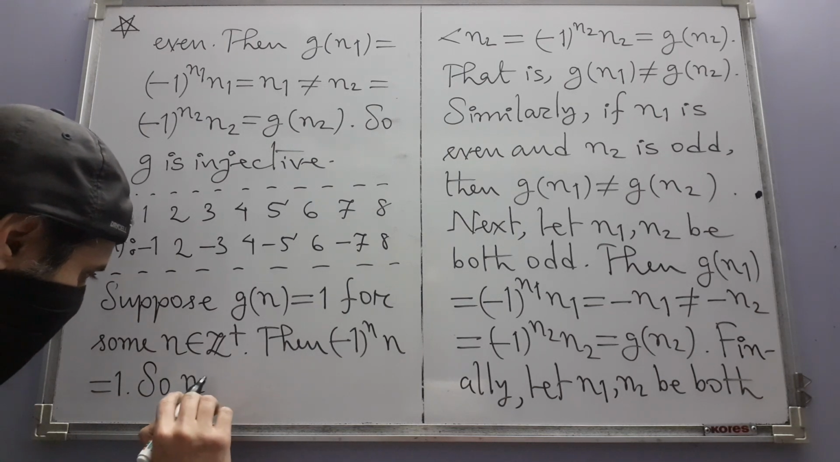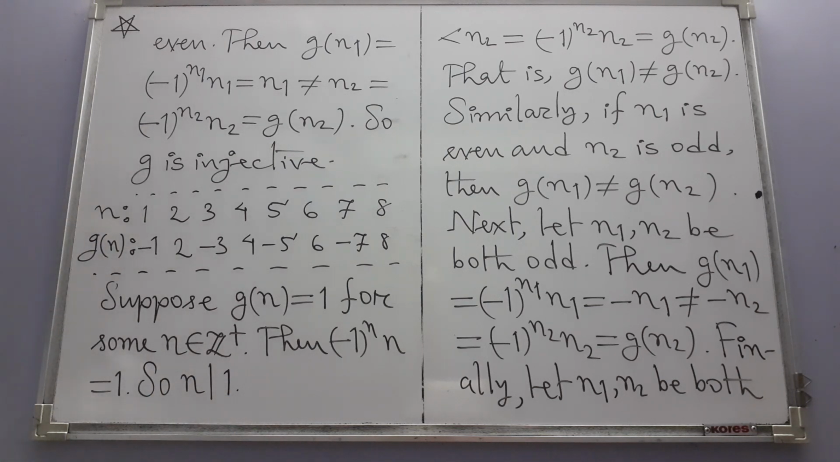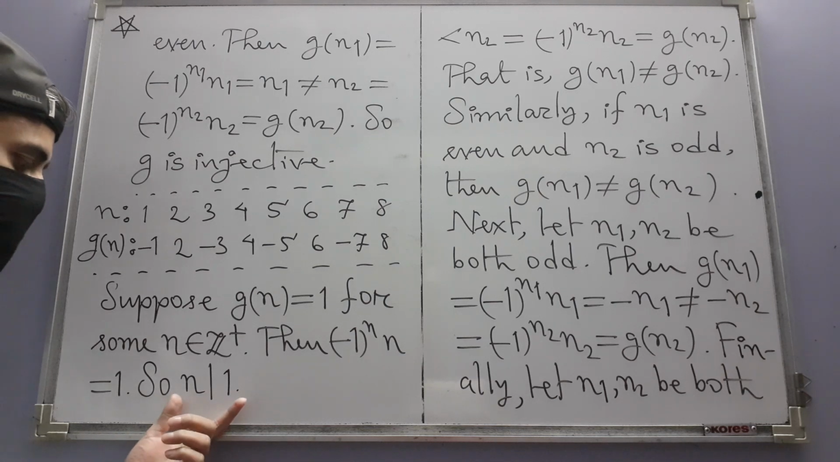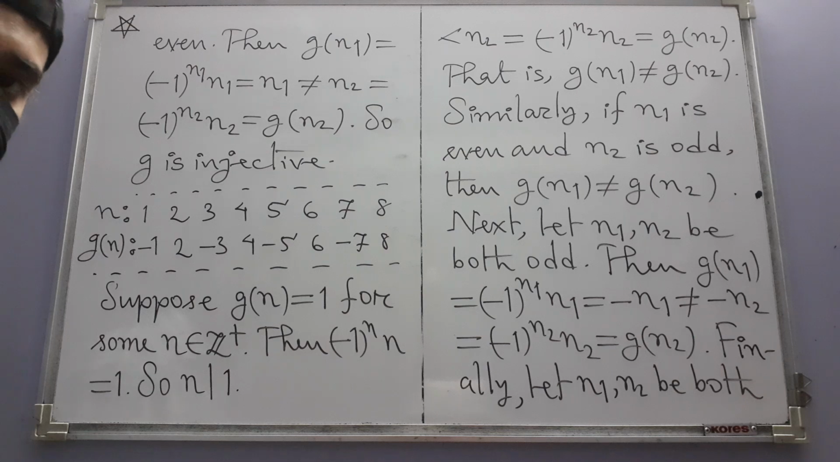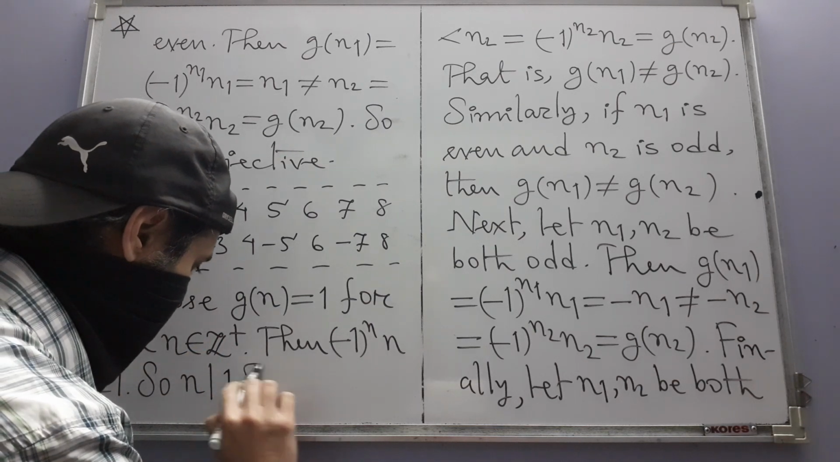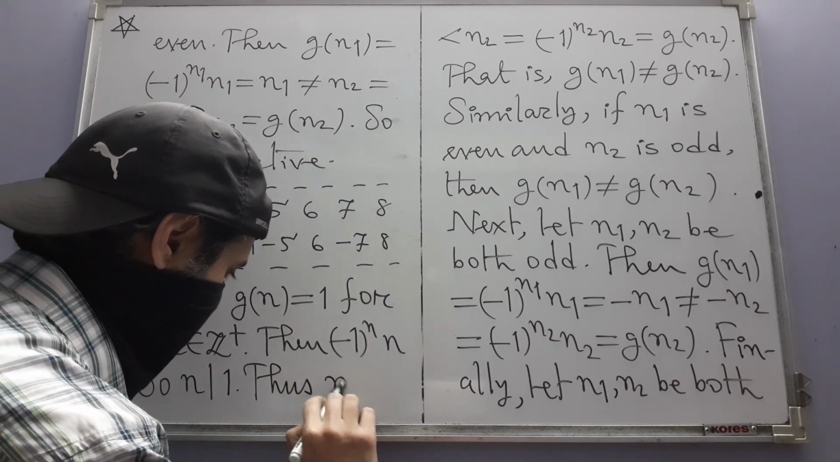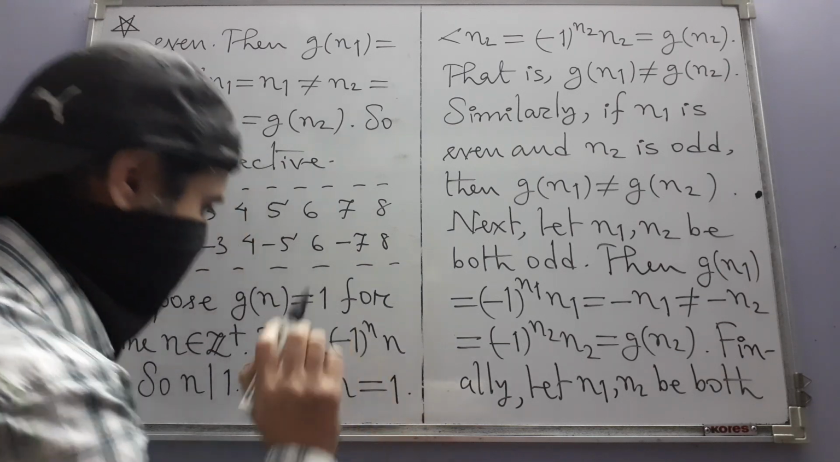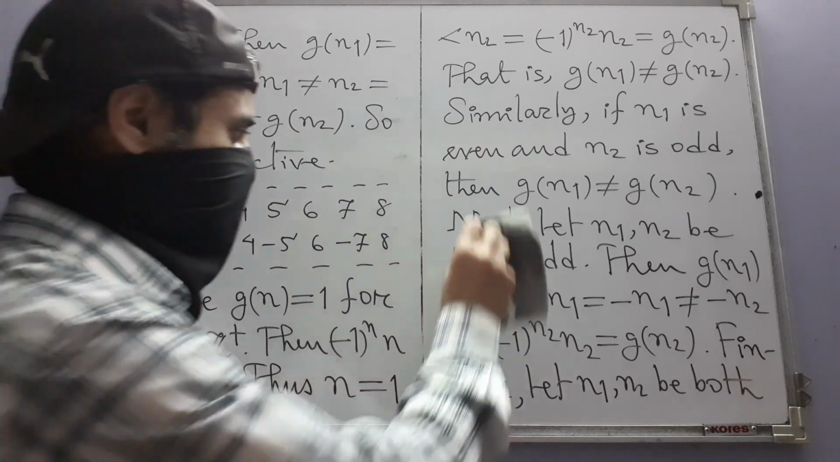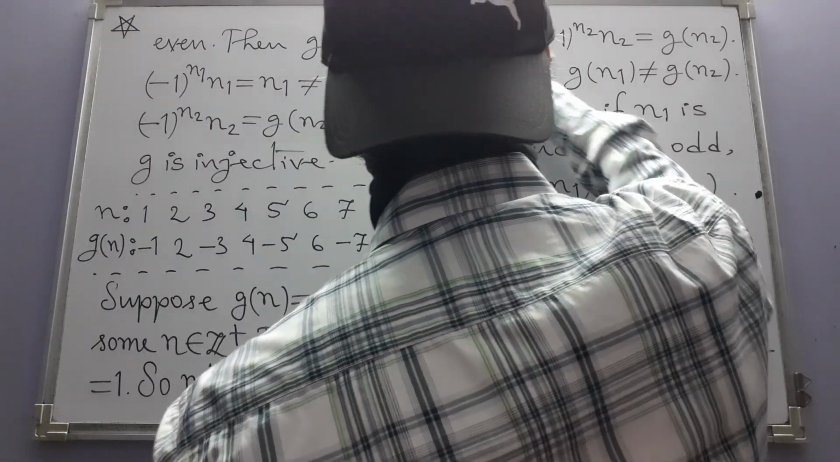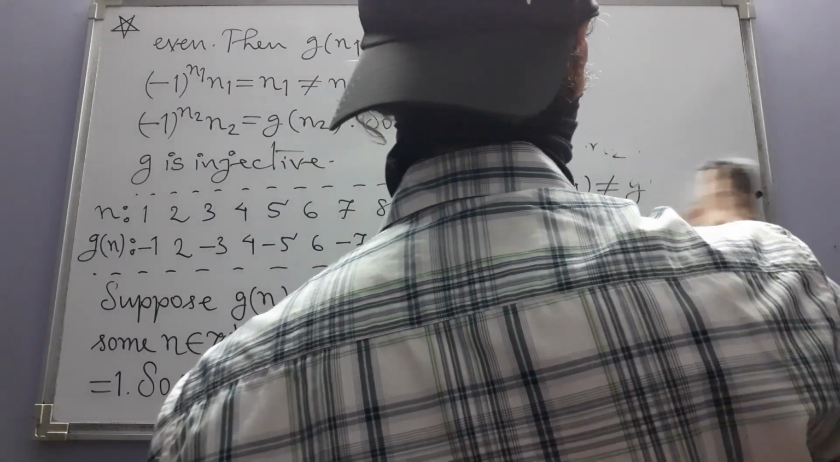So n divides 1. But we know from elementary number theory that only two integers divide 1, minus 1 and 1. Among them, n cannot be minus 1 because n is already positive. Thus, n has to be equal to 1. That, however, is not possible.